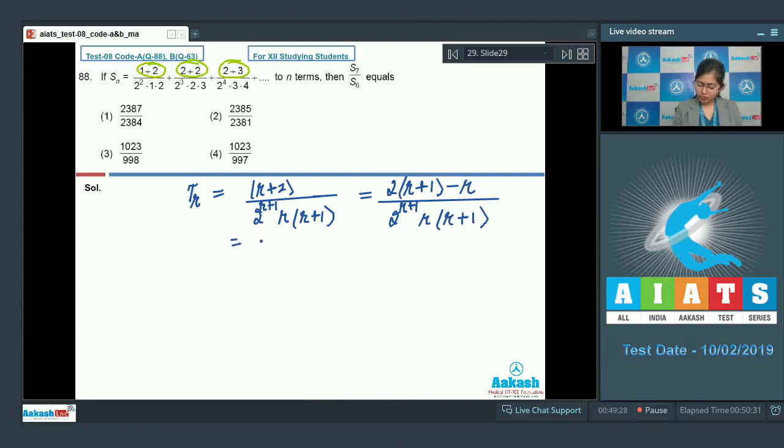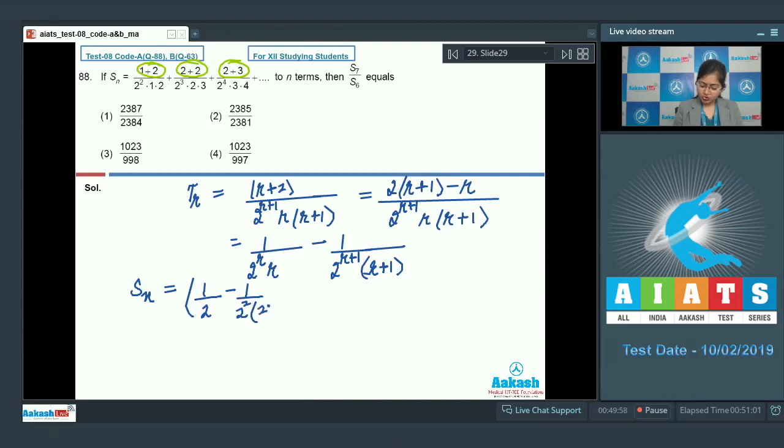So this can be written as 1 upon 2 raised to the power r into r, minus 1 upon 2 raised to the power r plus 1 into (r plus 1), right? This is the rth term, as we have to find the sum of n terms. So the sum of n terms will be, putting r equal to 1, we get 1 upon 2 minus 1 upon 2 raised to the power 2 into 2, plus, putting r equal to 2, we get 1 upon 2 raised to the power 2 into 2 minus 1 upon 2 raised to the power 3 into 3, and so on.